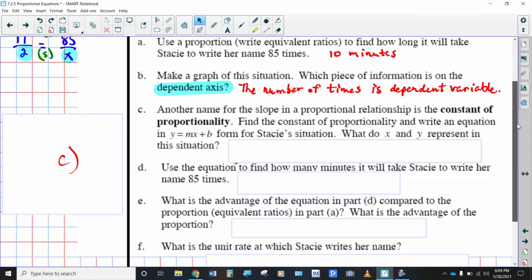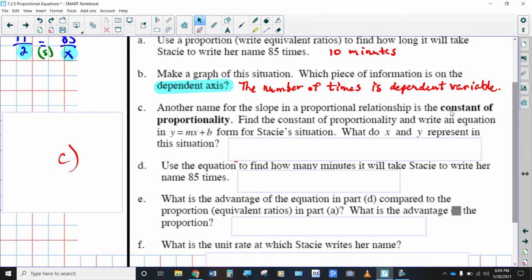So another name for the slope, we've already talked about this, is constant of variation. Find the constant of proportionality. No, did I say constant of variation? I mean the constant of proportionality. It used to be called a constant of variation when we called this kind of a situation direct variation, but we're not calling it that anymore. So we'll call it constant of proportionality.